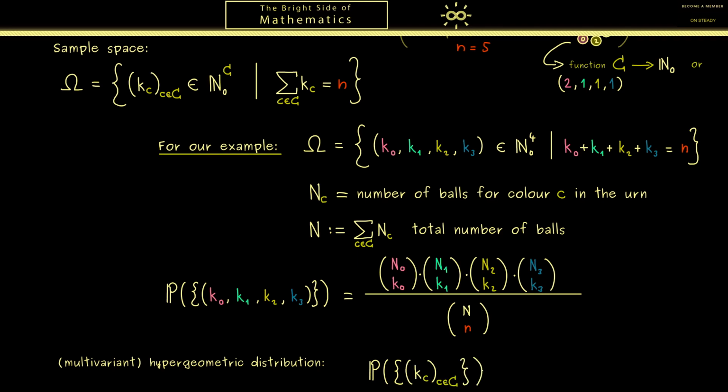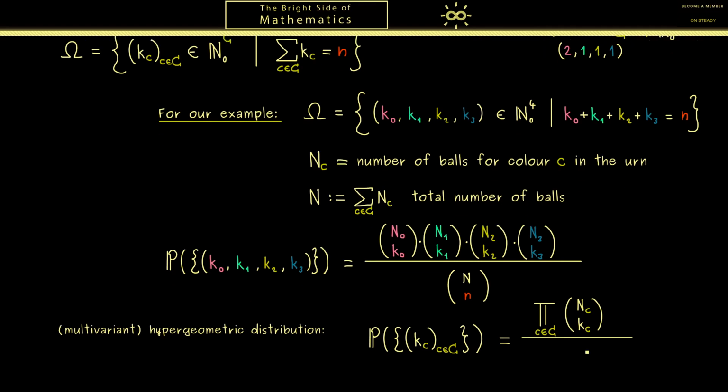as k_c. Then you find a fraction where in the numerator we find the product of all the colors. So we have the product symbol with n_c choose k_c. And the denominator we already know. Okay, and there we have it. This is the hypergeometric distribution in the general case.